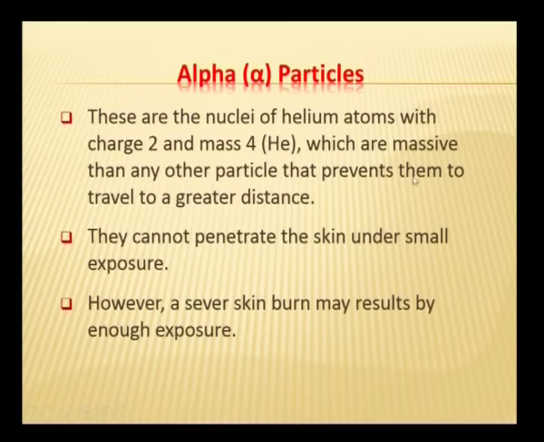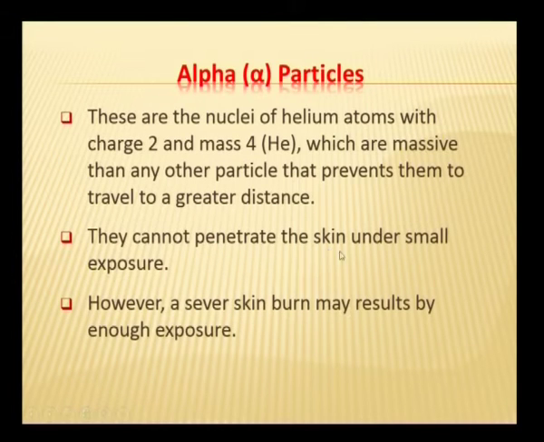The nucleus of the helium atom contains what? The nucleus contains 2 protons and 2 neutrons. So, an alpha particle is one which contains 2 protons and 2 neutrons, or in other words, it is the nucleus of the helium atom, which is more massive than any other particle, which prevents them from traveling to a great distance. It will not be traveling through greater distances because the mass is heavy. They cannot penetrate the skin under small exposure. However, a severe skin burn may result from enough exposure.